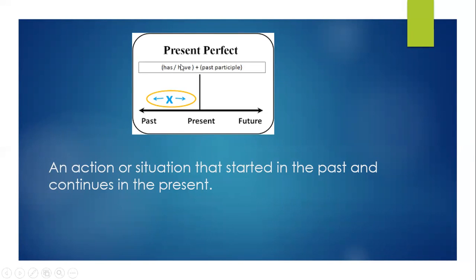So what is the meaning of past participle? Past participle is the same as verb 3, the third form of the verb. So present perfect sentence structure: has or have. Has is used with singular and have with plural, plus verb 3. Here, what is the meaning of present perfect? Present perfect is about an action that started in the past and continues in the present.